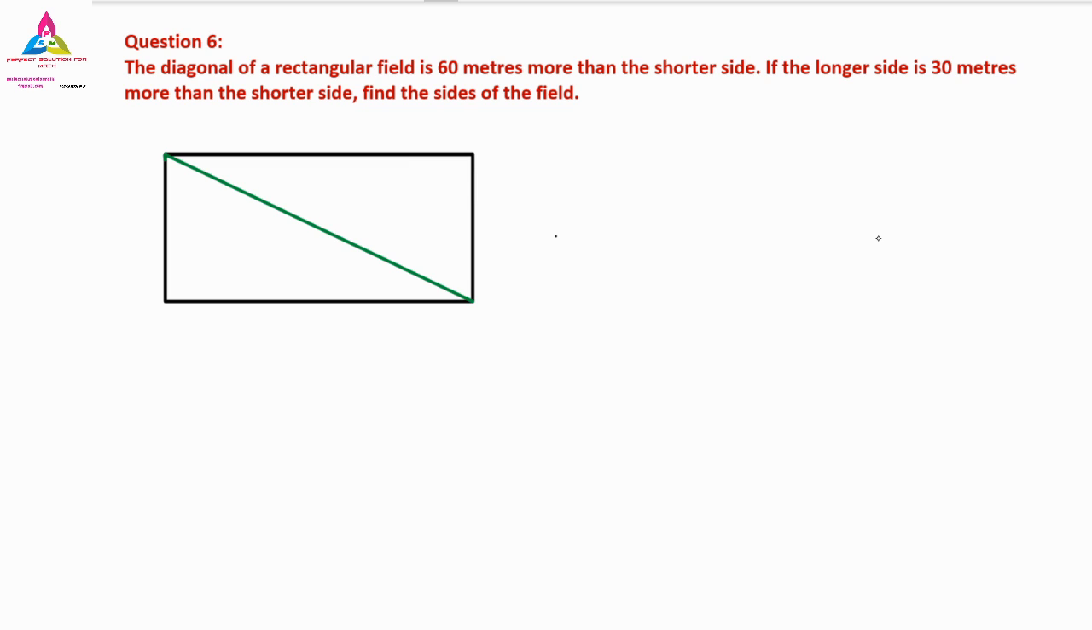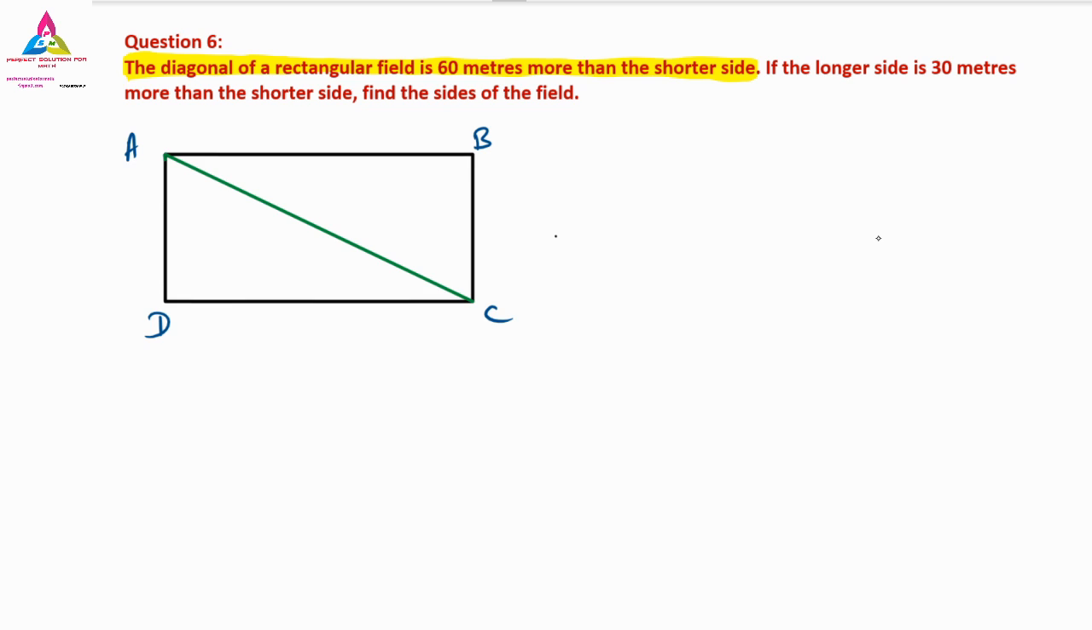See, they have used this wording in the first statement: the diagonal of a rectangular field is 60 meters more than the shorter side. Here we have to compare the diagonal with something else. If I name this ABCD, very important, don't neglect it, ABCD is a rectangle and AC is the diagonal.